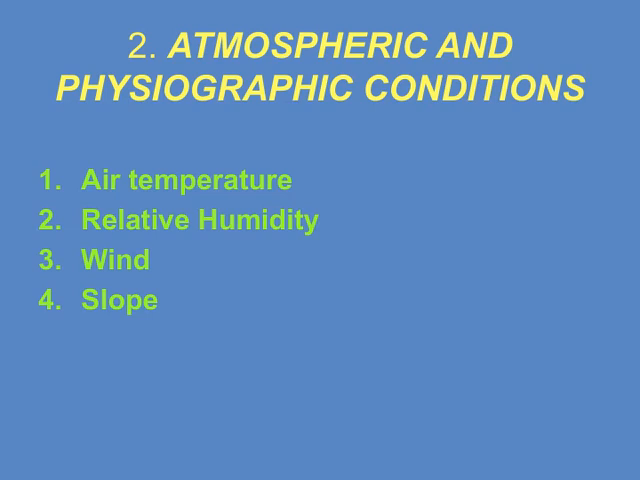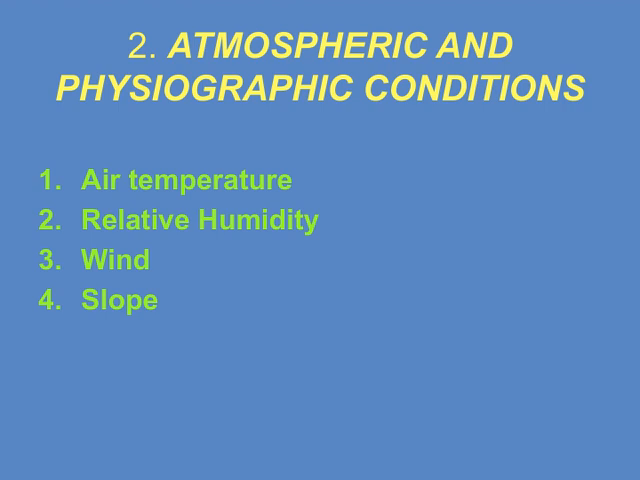Let's take a closer look at some of the atmospheric and physiographic conditions that play a crucial role in our subject. First, air temperature is a key factor because it influences many processes, from weather patterns to how materials behave in the environment. Higher temperatures can accelerate certain reactions or processes, while cooler conditions might slow them down. Next, we have relative humidity, which tells us how much moisture is in the air compared to what it could hold at a given temperature. This is important because it affects evaporation rates, plant growth, and even the stability of certain landforms.